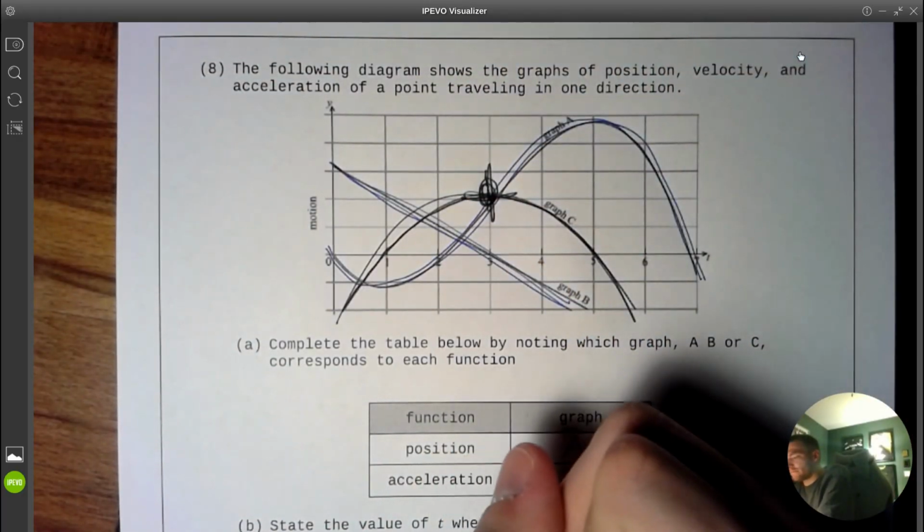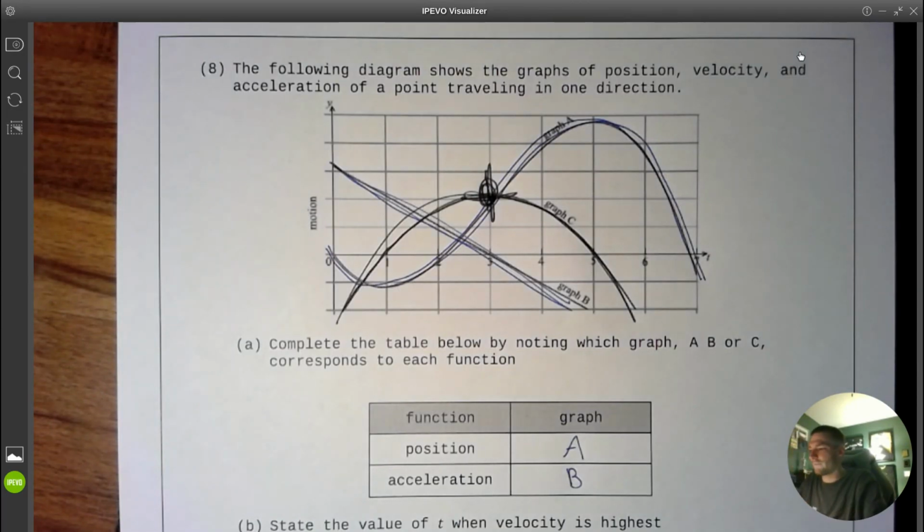Easy. T equals 3. Oh, off the page. T equals 3.